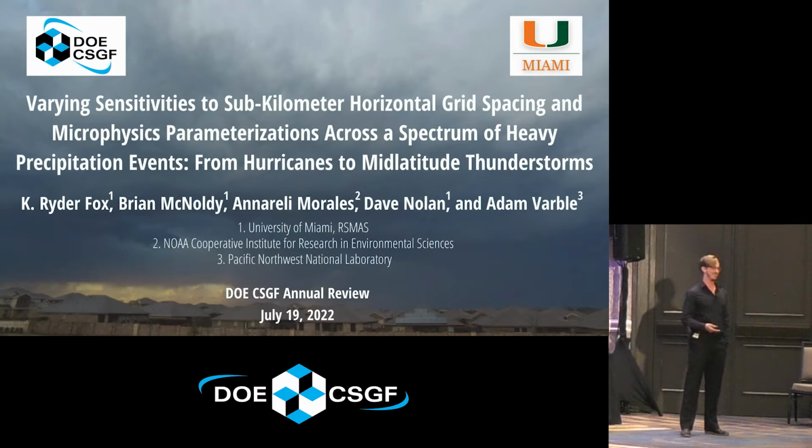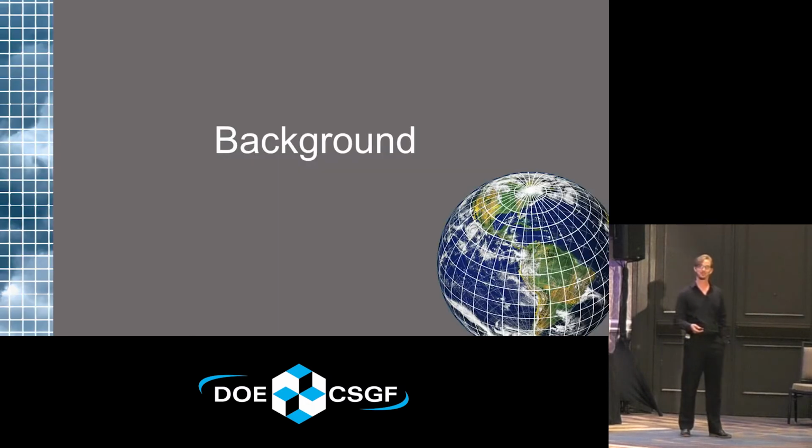As the title here suggests, I'm looking at a spectrum of storms from hurricanes to mid-latitude continental thunderstorms, and I'm asking the question of how varying sub-kilometer grid spacing will change those storms, if it does, and whether there's an impact to microphysical parameterizations. As background, my primary motivation has been to improve flooding forecasts.